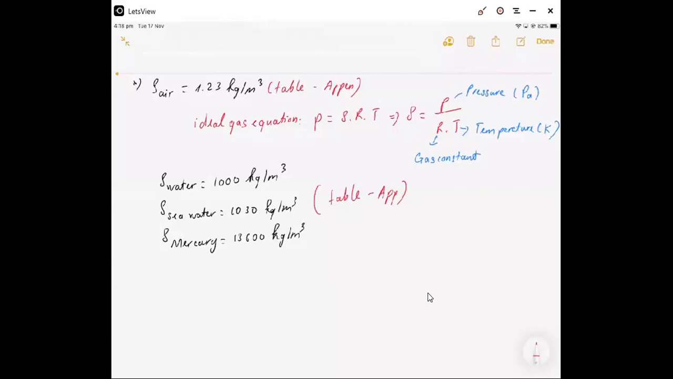Okay, so for liquid, you have density, so density is constant. For gas, density depends on pressure and temperature, based on the ideal gas equation.